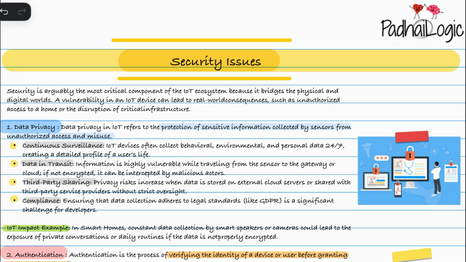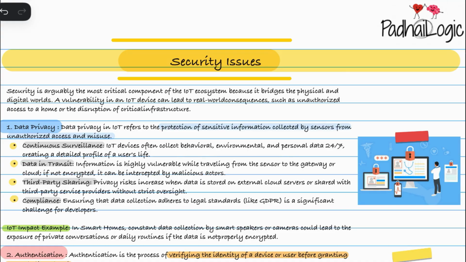All right, so let's look at the 3 core security vulnerabilities and how to address them. So first we'll talk about data privacy. All right, so IoT devices are essentially round-the-clock digital spies. You see, they monitor your habits, they monitor your location and your environment 24/7. So they are like digital spies which are constantly monitoring you, right?